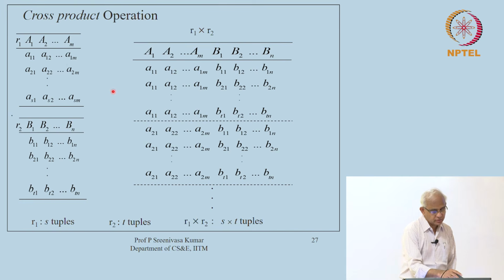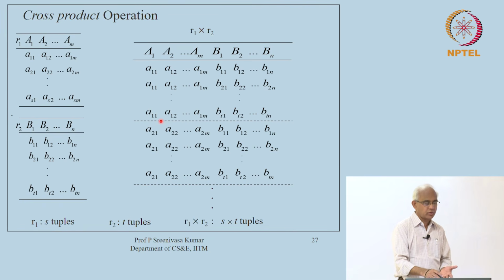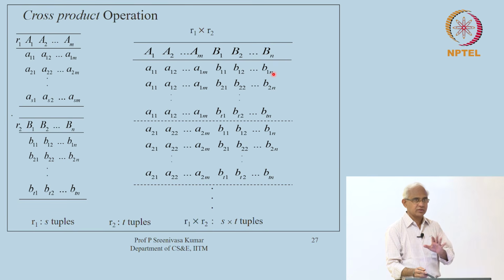And you might actually wonder what this is doing. Well, this is going to produce a huge amount of data. Suppose this relation has 1000 tuples and this relation has another 1000 tuples, then you are going to produce a million tuples in the output. Well, is it really useful? Yes, we will see that. We will come to that point a little later.